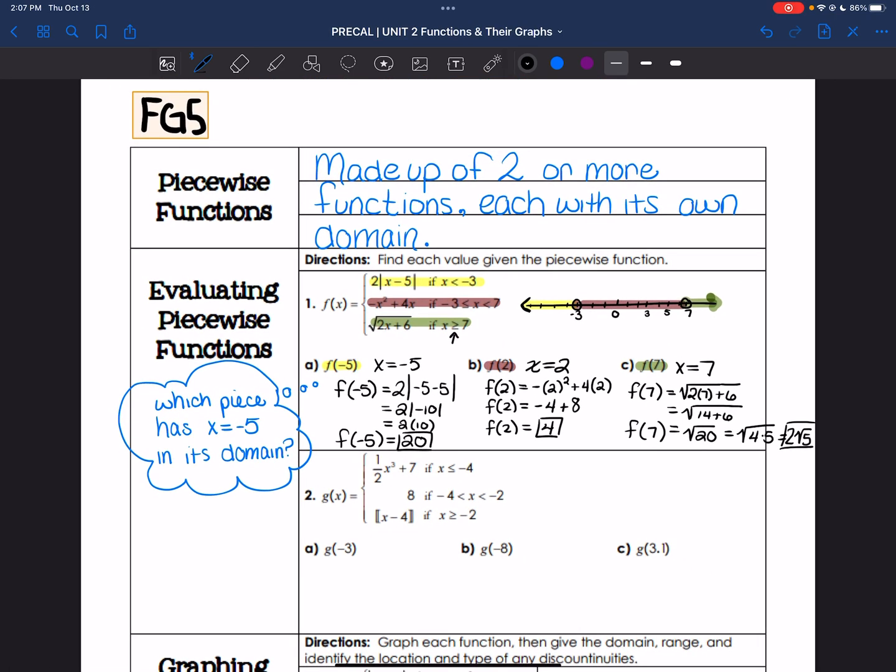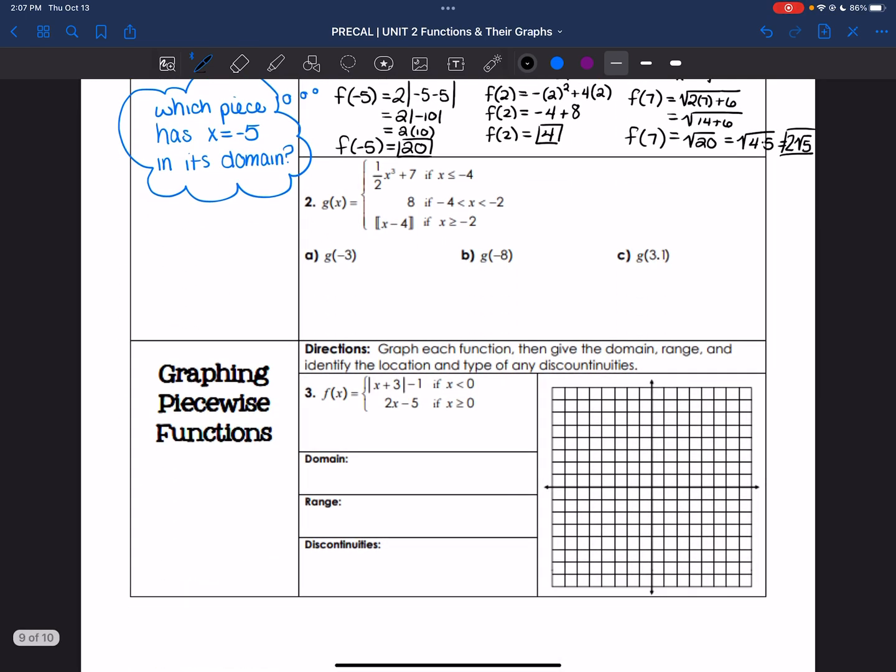There you have it, ladies and gentlemen. That was the little intro in this first part that I wanted to share with you all on working with piecewise functions and evaluating them. Stay tuned because next we'll look at graphing them.